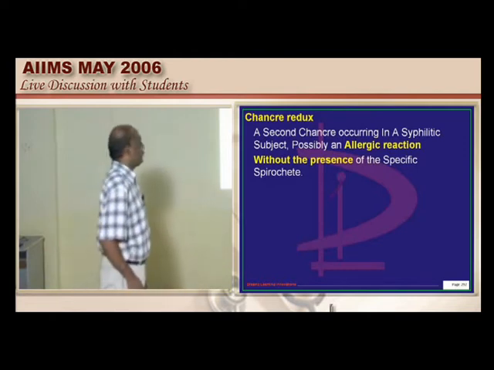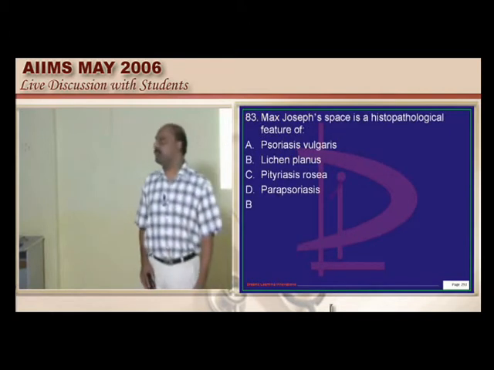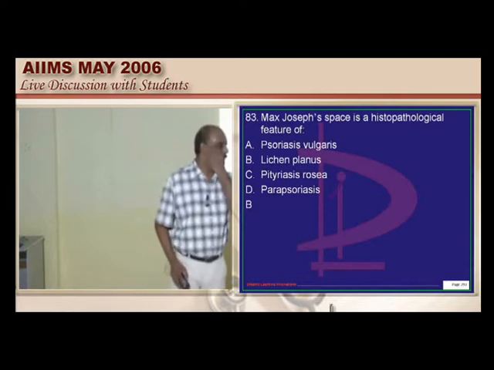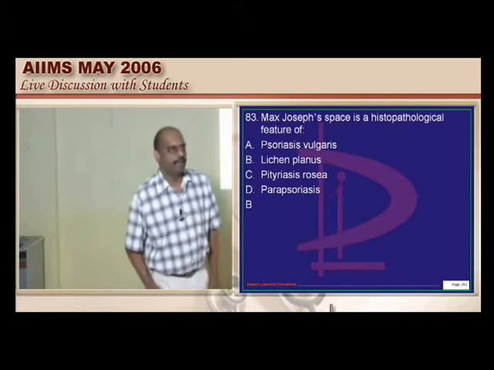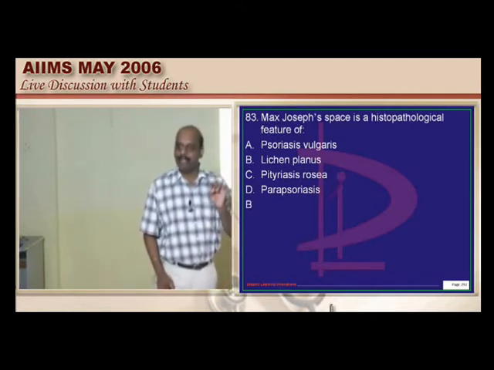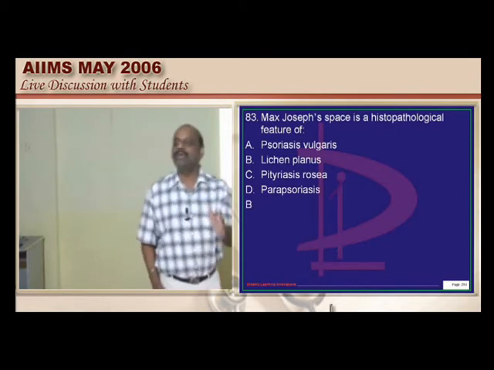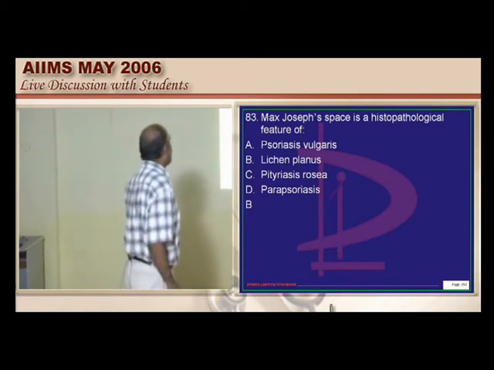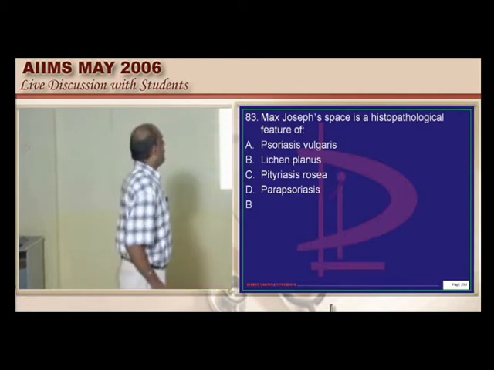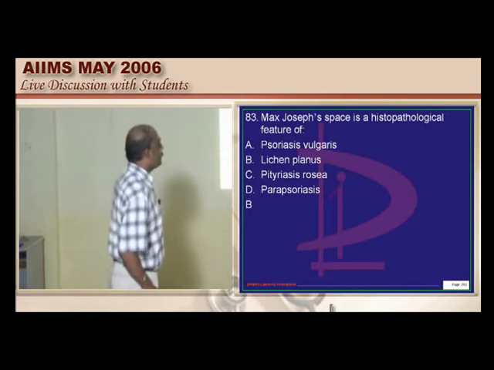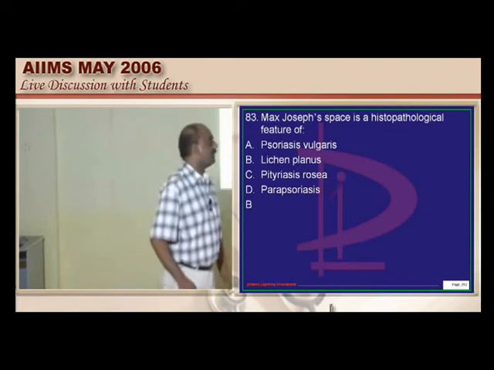Now let's go to the next question. Max Joseph space is a typical histopathologic feature of which important condition? Always the rule of the entrance is that topics are the same, but the kinds of questions generated are a little atypical. That's the only thing. So if you take this topic called lichen planus, it is a stock topic. But the presence of the Max Joseph space as a histopathological feature is a newer question.